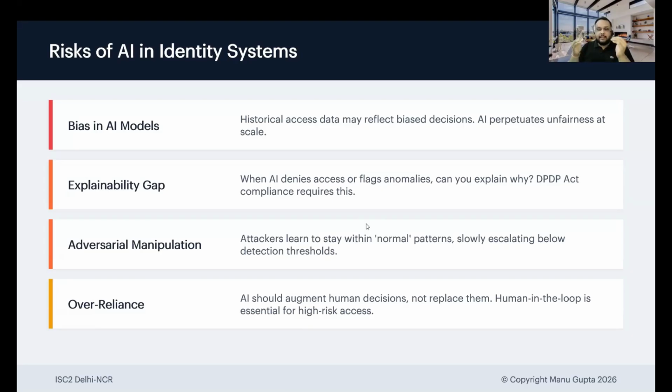So attackers will also get smarter and slowly escalate their access in ways that stay below that level, right? And then over-reliance, that is basically the biggest risk of AI. AI should augment human decision making in identity governance, not replace it. Earlier we used to call it human in the loop. Some organizations are now calling it human in the lead. It is essential, especially for high risk decisions, right? Because an AI system cannot be held accountable.